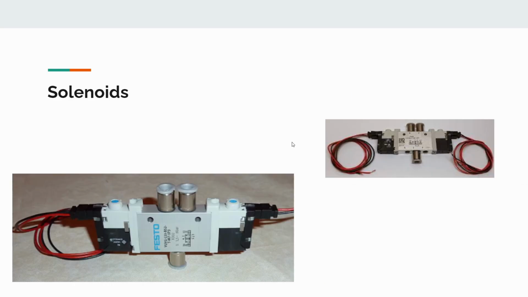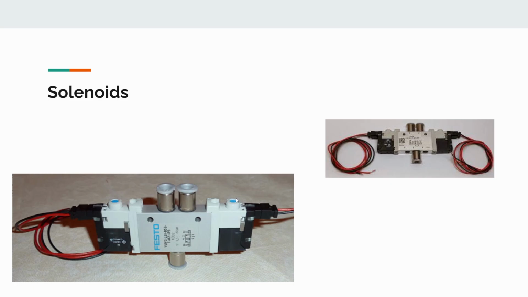Next, we're going to talk about solenoids. Solenoids are what allow you to control the flow of air in your loop. Here, it splits one off into two. The one at the bottom is going to be your input air, so air from your loop, and then the output is going to be one for one side of your piston and the other for the other.